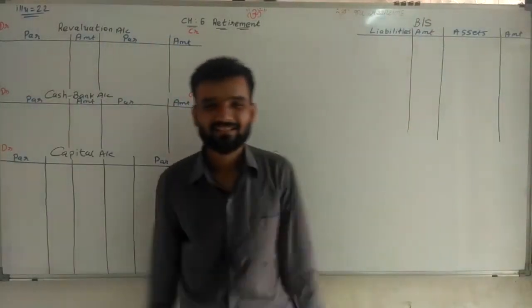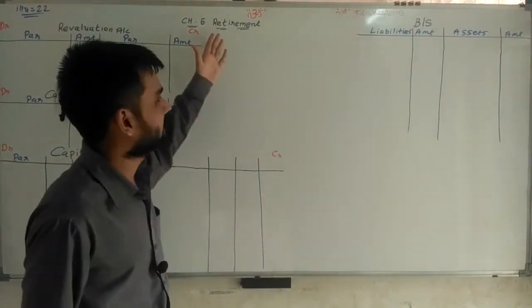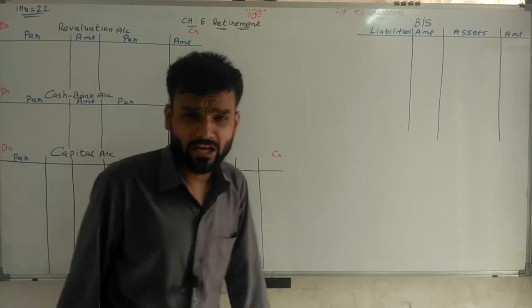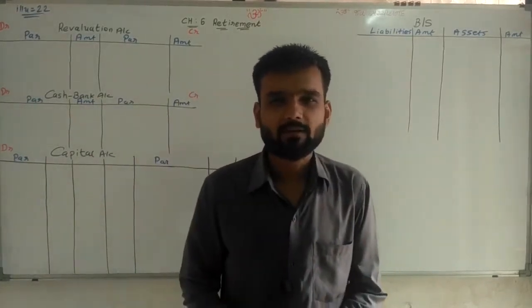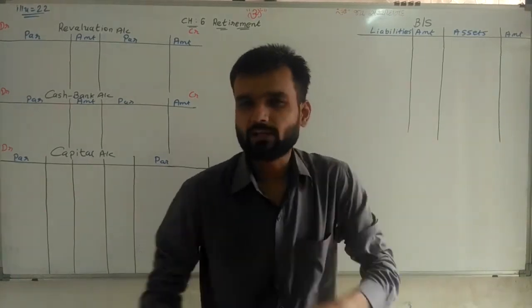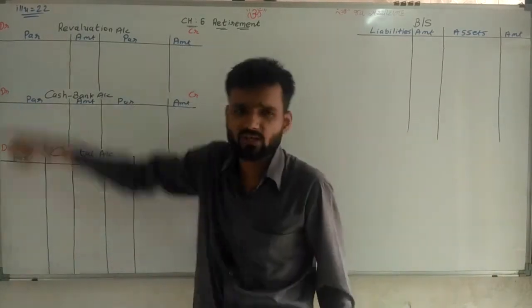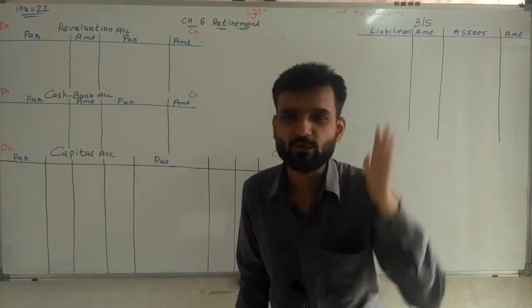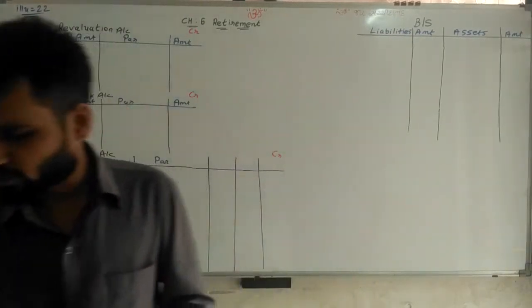Hello students. Today we are doing Chapter 6, Retirement, and today we are doing a level sum of retirement. Level sum, so try to understand. Without wasting time, I am starting my sum, that is Illustration number 22. Now first of all, reading the question.